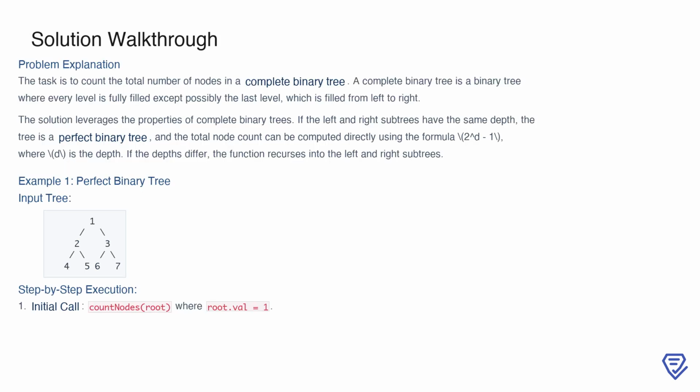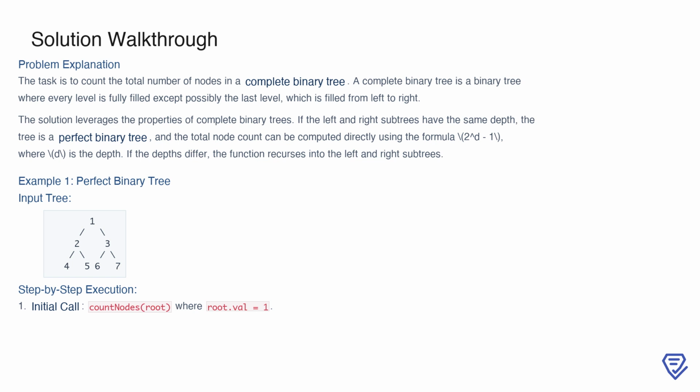The goal of this problem is to count the number of nodes in a complete binary tree. A complete binary tree is structured so that every level is entirely filled except possibly the last, which is filled from left to right. To solve this efficiently, we take advantage of the properties of complete binary trees. Specifically, if the left and right subtrees of a node have the same depth, the tree is a perfect binary tree. For perfect binary trees, we can calculate the total number of nodes directly using the formula 2 to the power of the depth, minus 1. However, if the depths differ, it means the tree is not perfect, and we need to recursively count the nodes in the left and right subtrees.